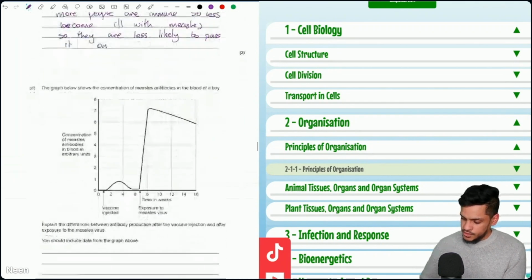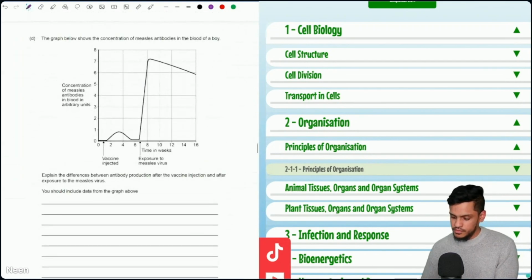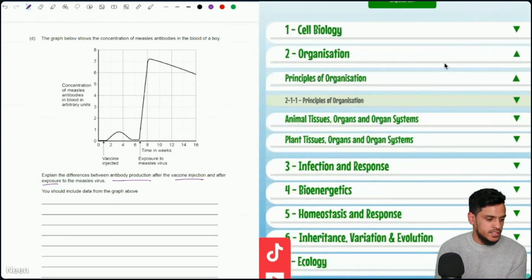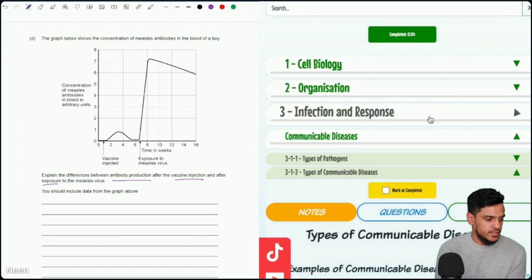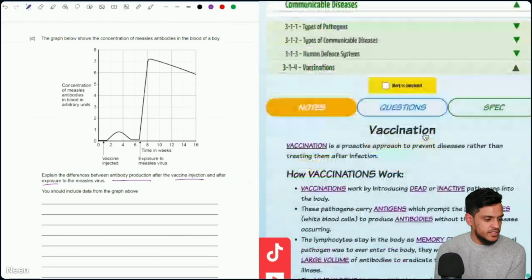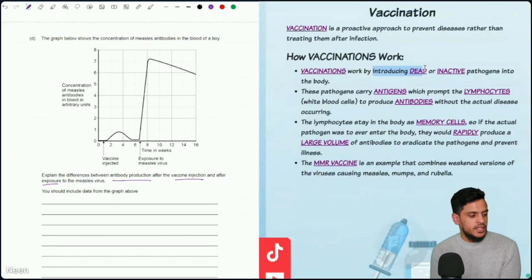All right, on to the last question of bio. So the graph below shows the concentration of measles antibodies in the blood of a boy. Explain the differences between antibody production after the vaccine injection and after exposure. So vaccines, so that would be in the disease section of the website, infection and response. Yeah, vaccination. So what you do in a vaccination is you introduce a dead or inactive pathogen.